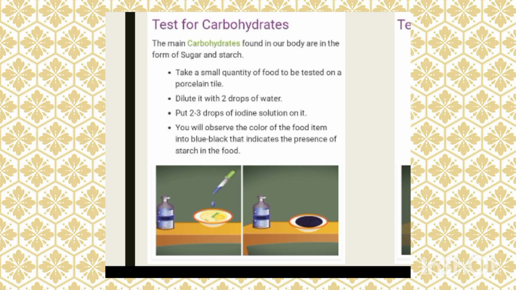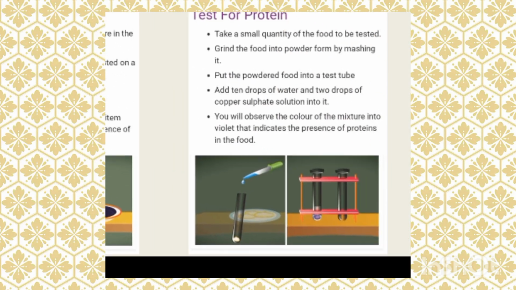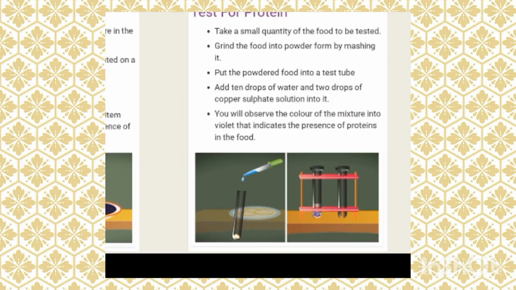So if the color is turning blue black, then it's indicating that yes, I have the presence of starch. Coming on to the test for proteins, take a small quantity of the food to be tested. Grind the food into powder by mashing it. Like what we can do is take the packed protein rich food, like protein powder, for this test because it will already be a powder.